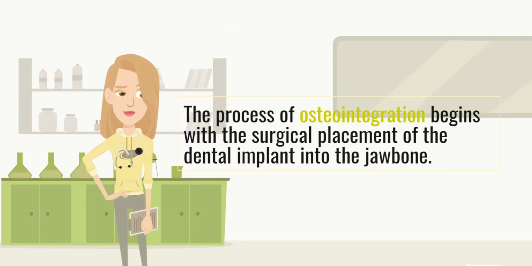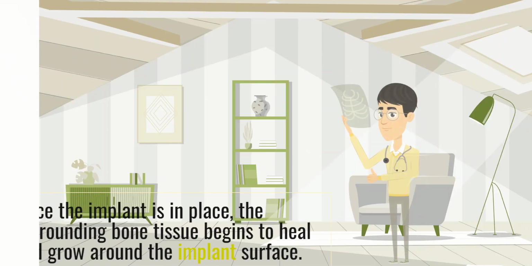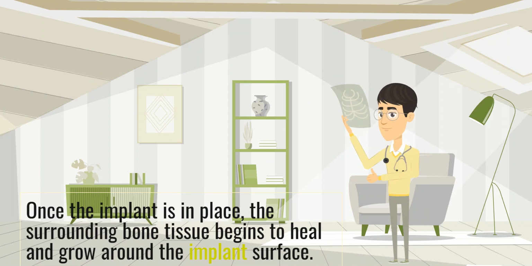The process of osteointegration begins with the surgical placement of the dental implant into the jawbone. These implants are typically made of biocompatible materials, such as titanium, known for their excellent osteoconductive properties. Once the implant is in place, the surrounding bone tissue begins to heal and grow around the implant surface.